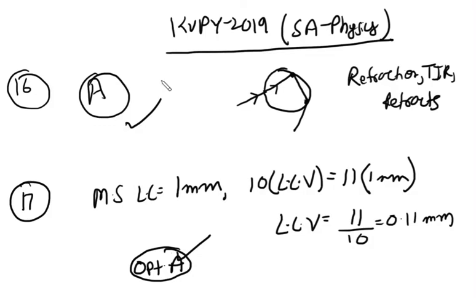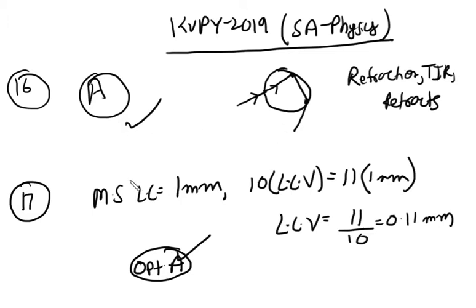Hello. So we'll be looking at the KVPY 2019 essay stream physics solutions. The first question was about the rainbow formation. What are the sequences followed there? The first one will be the diffraction, and then the total internal reflection takes place in the diffraction. A very straightforward question, though. So the option would be A.